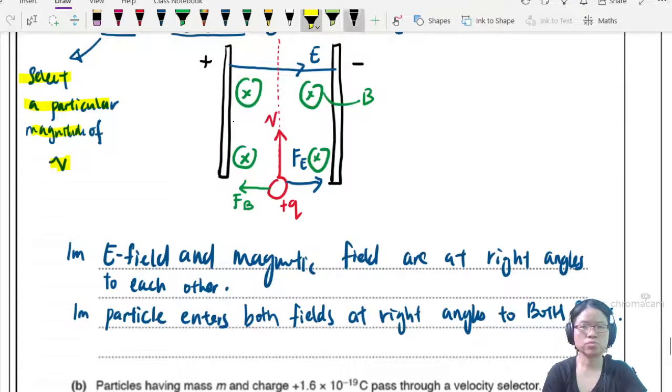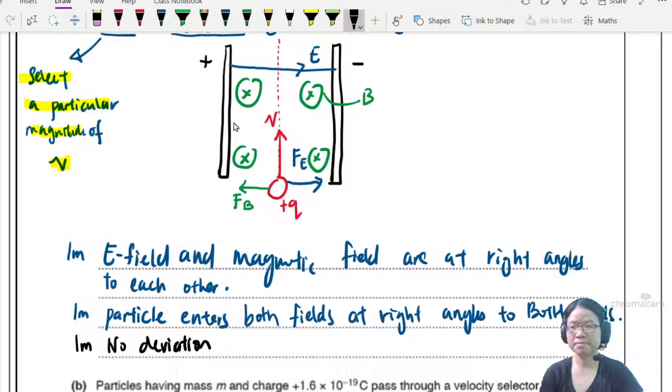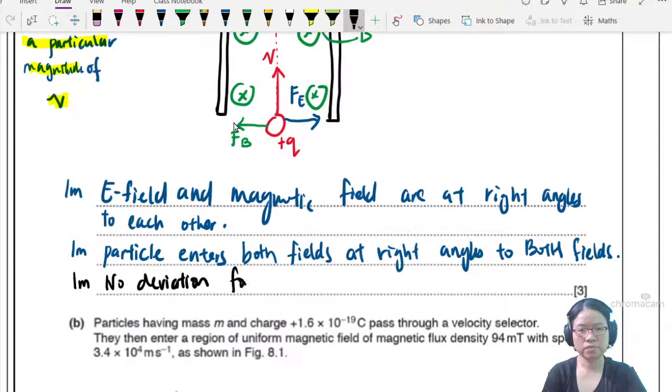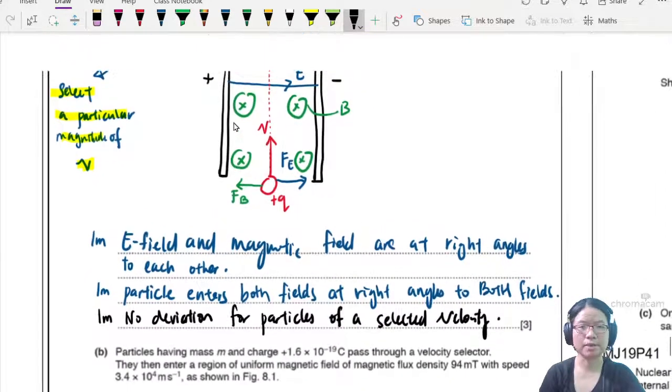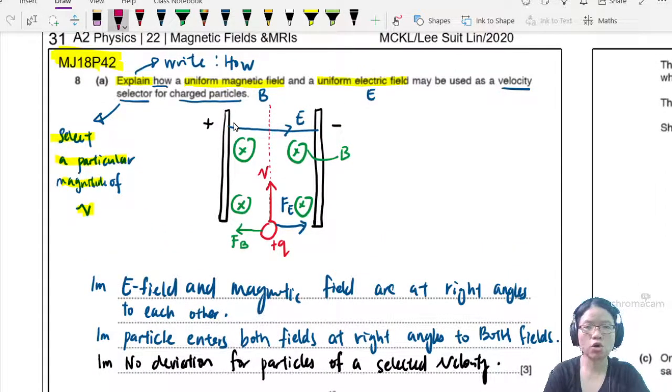So the final mark is there is no deviation, or the particle will travel in a straight line for particles of a selected velocity. So you want to make it a bit more explicit also. What I'll probably do is install a slit here, a tiny gap, so that only particles of a certain value of V can pass. So these are slits. Make sure you label.